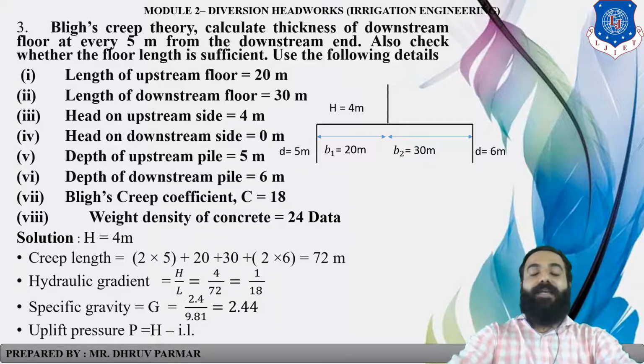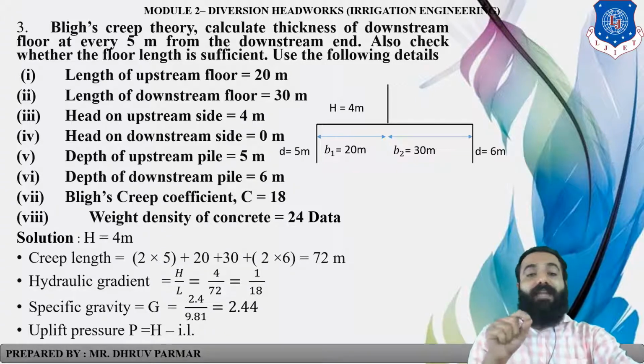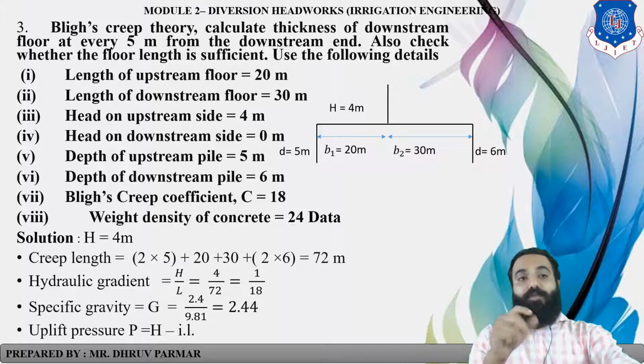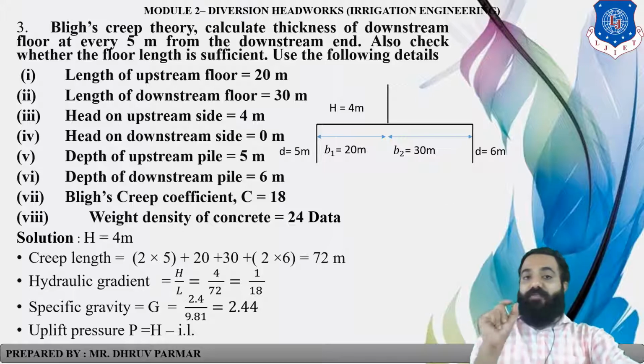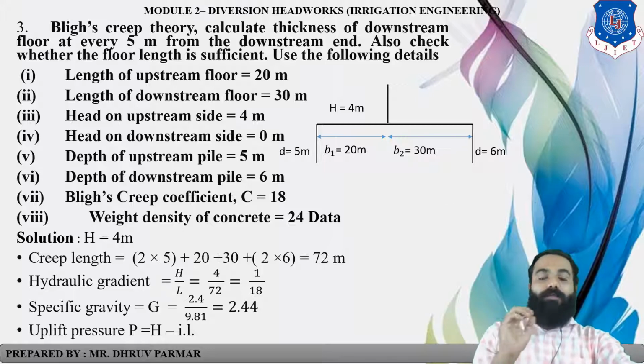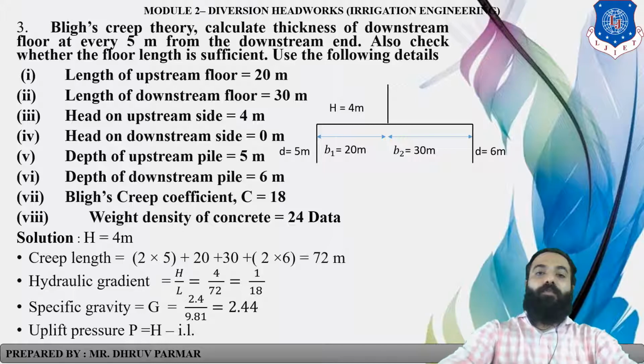So, Blight's creep theory: calculate the thickness of the downstream floor at every 5 meters. Means at the downstream floor, you calculate thickness at every 5 meters, means different points. And also check whether the flow length is sufficient or not. And the data is given, like length of upstream floor, which is B1. Clear? This is the upstream portion, and this is your downstream portion.